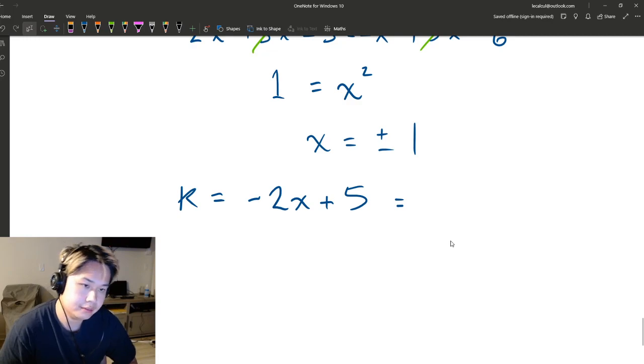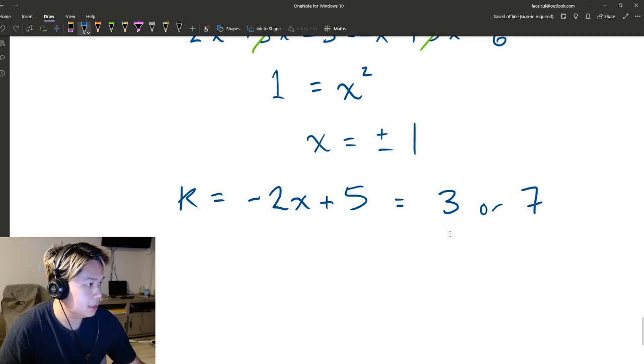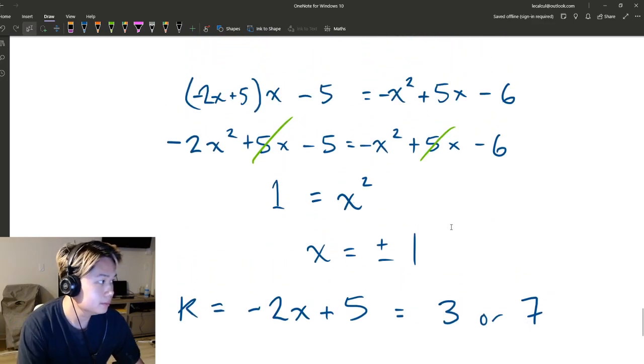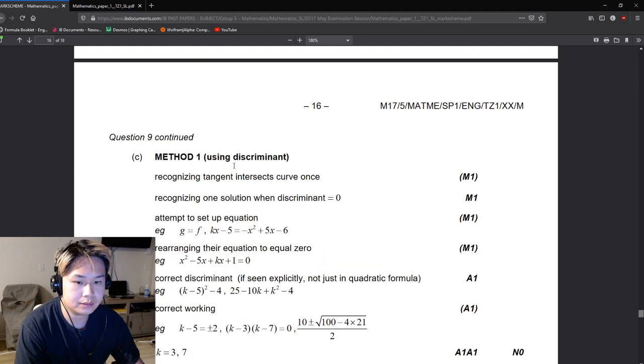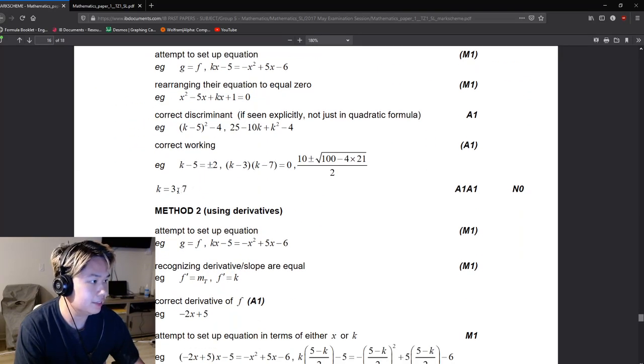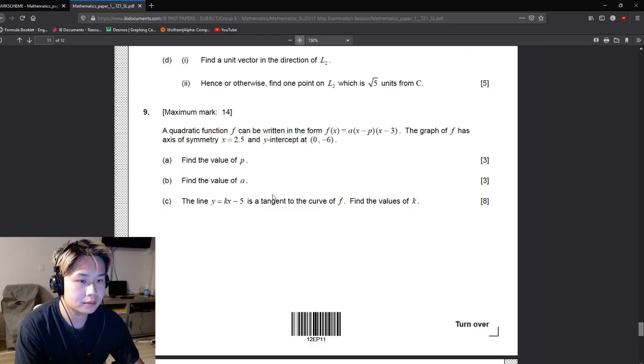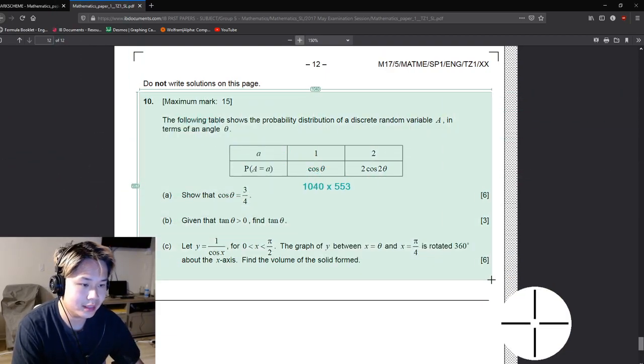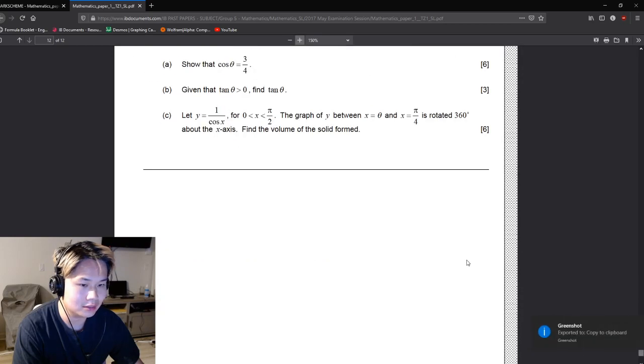So we have, essentially, 3 or 7 if you plug in positive and negative 1. So this looks nicer, and this is probably the right answer. Yeah, 3 and 7. Oh boy. This would be such a demoralizing last question.